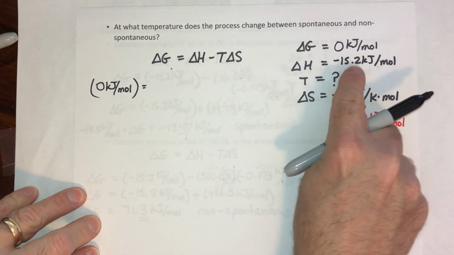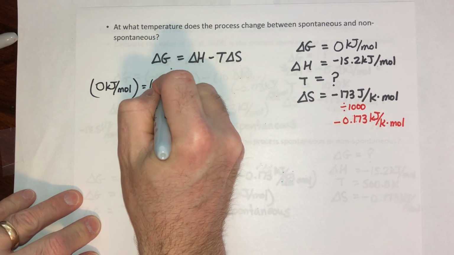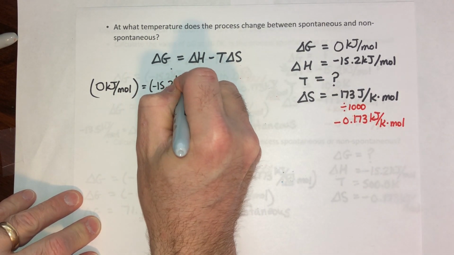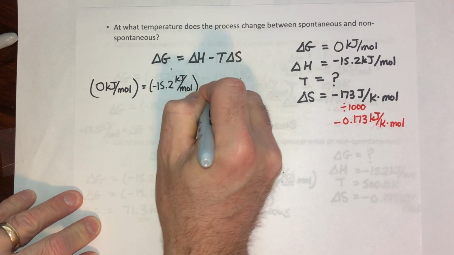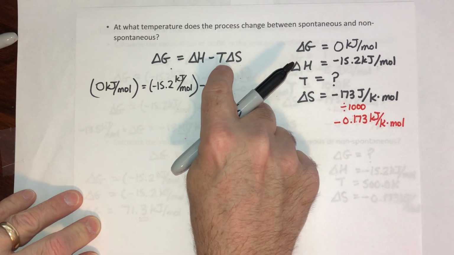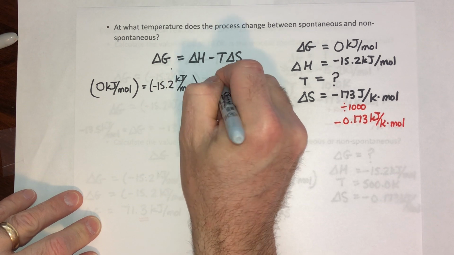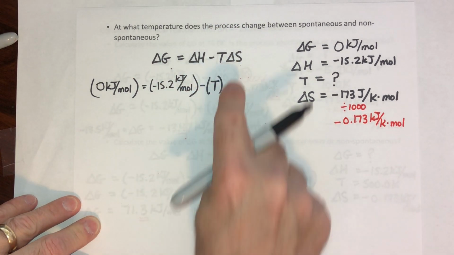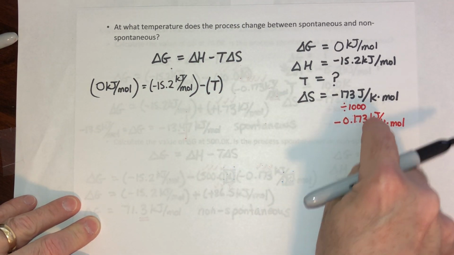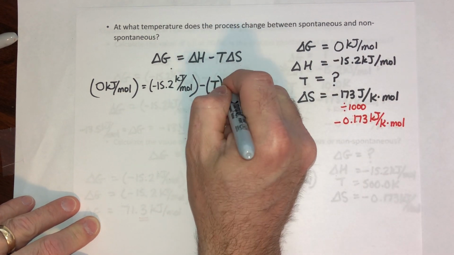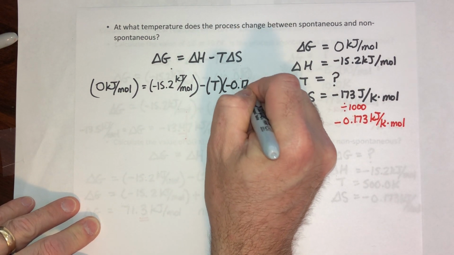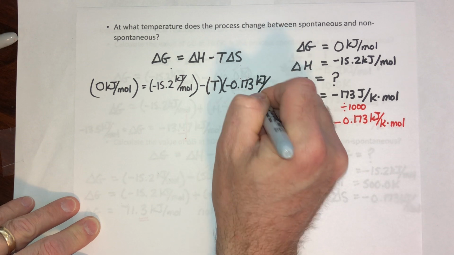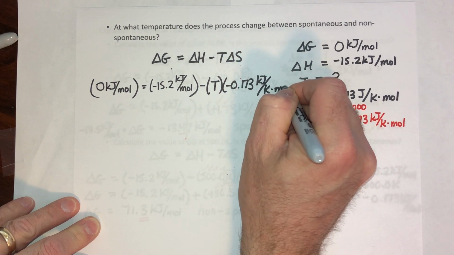My delta H is a minus 15.2 kilojoules per mole. The temperature I don't know, so let's leave it as a T. And the delta S I do know. Make sure you use the one with the units that match. So that's a minus 0.173 kilojoules per Kelvin dot mole.